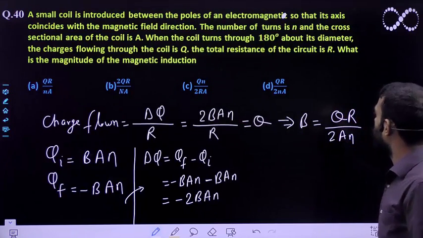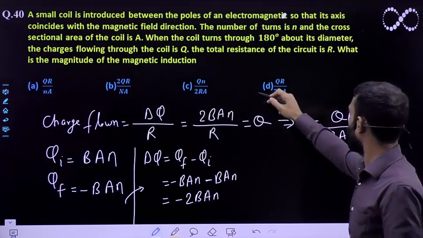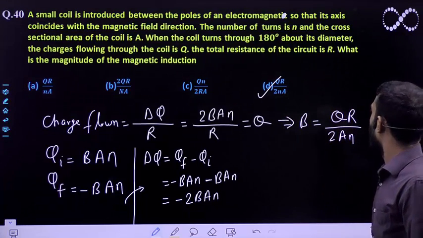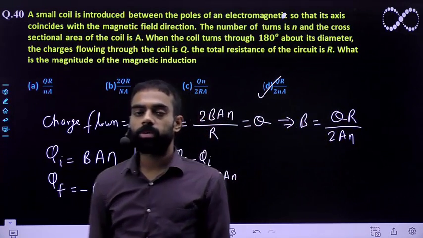So let us see which option is matching here. Obviously option D is matching. QR upon 2AN. Okay students, I hope you understood this question.